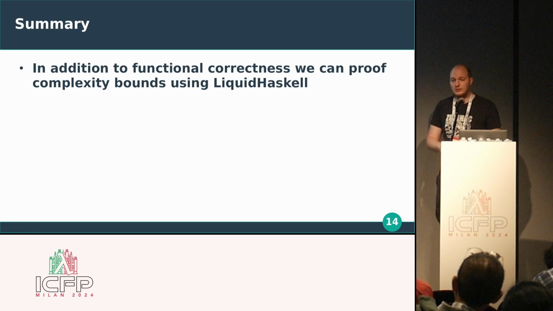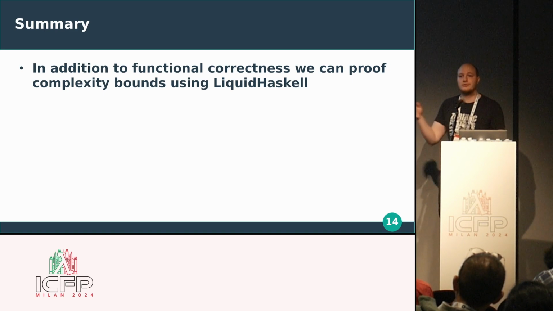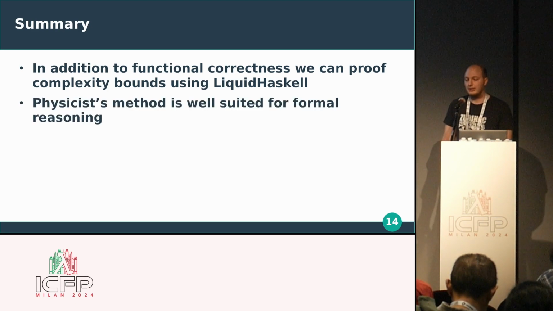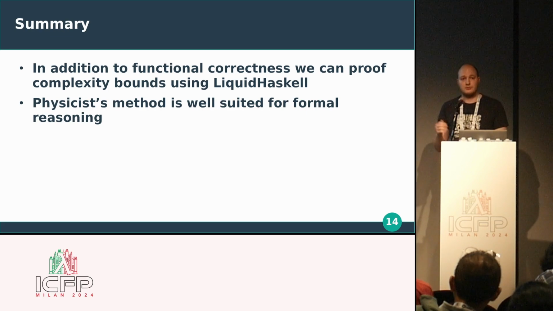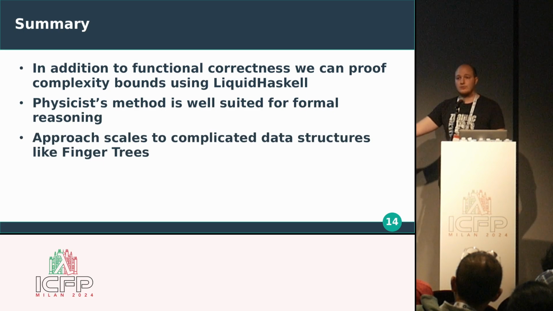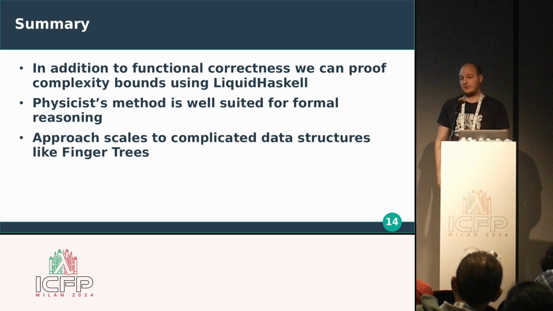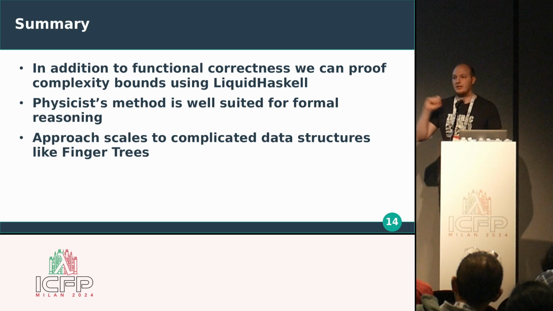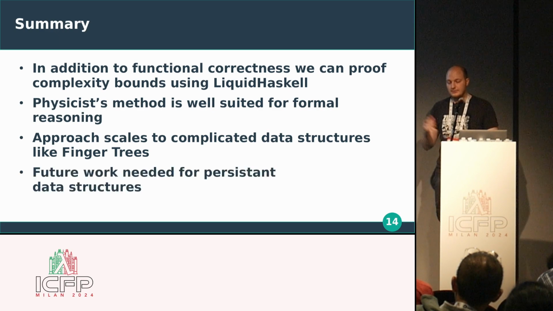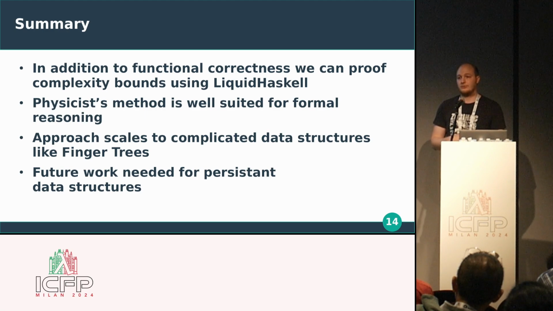So in summary, in addition to functional correctness that we can prove with LiquidHaskell, we can also prove time complexity bounds on our operations. Using the physicist method compared to the banker's method makes it easy for formalization, and this approach scales to pretty much any complicated data structure like finger trees, with the small asterisk if it uses too many pattern matches. And as I said, future work is needed for persistent data structures so that you still have these guarantees in the persistent case.